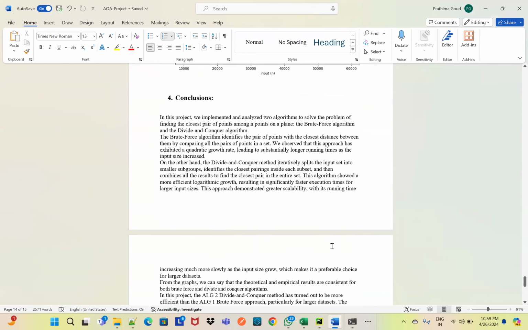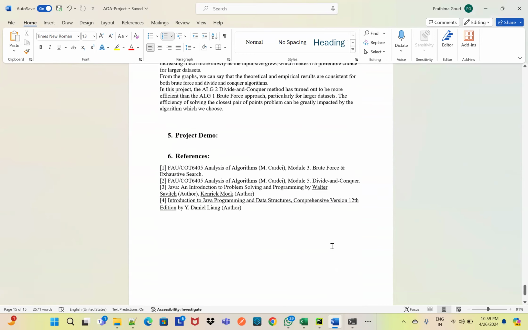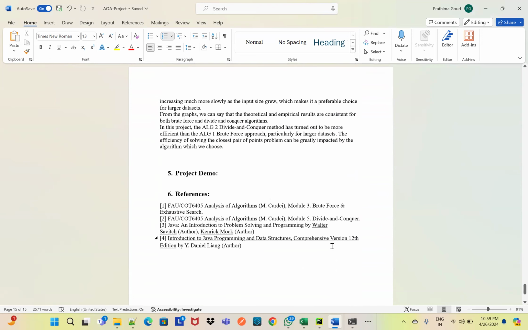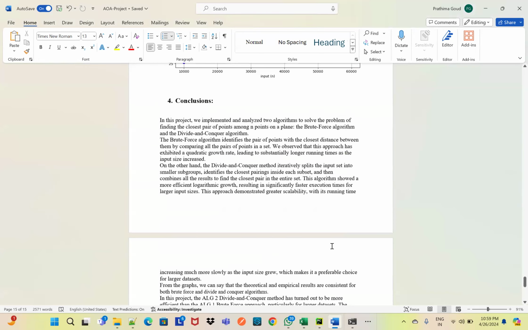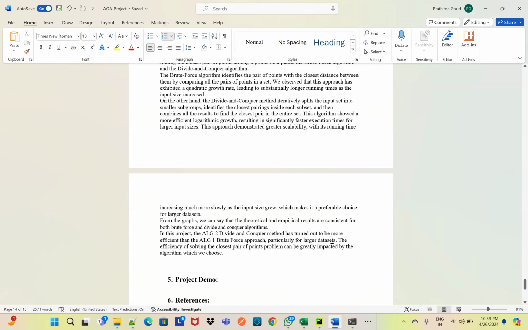As we can see, there is a huge difference between both approaches. We can say that the brute force approach is practically inefficient, while divide and conquer is the most efficient one. So we can conclude that brute force is inefficient compared to the divide and conquer algorithm.